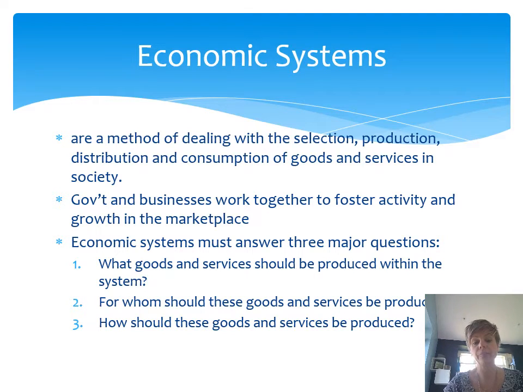Governments and businesses work together to create economic activity and growth in the marketplace. So economic systems, the way that these things are produced and the way that they're consumed, must answer 3 big questions, and they are: what goods and services should be produced within the system? So in Canada, what kind of goods and services should we produce? For whom should these goods and services be produced? Who's going to buy them? And what's the most effective way to produce them? How should they be produced? And whenever anybody begins a business or begins thinking about producing a good or a service, these are the questions that they usually will think of first.